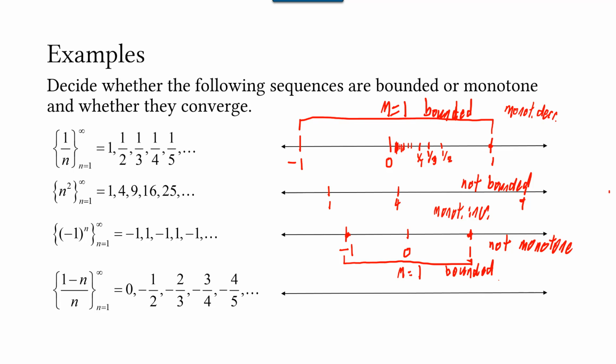As our last example, we have (1 minus n) over n. All right, so if we plot the terms of this sequence on a number line, I've got, let's say, 0, minus 1, and 1. The first term is 0. Second term is minus a half. Third term is minus 2/3, and then minus 3/4, minus 4/5, minus 5/6, minus 6/7, and so on. So we can see that we have a monotone decreasing sequence because we are always moving to the left, and it is bounded.